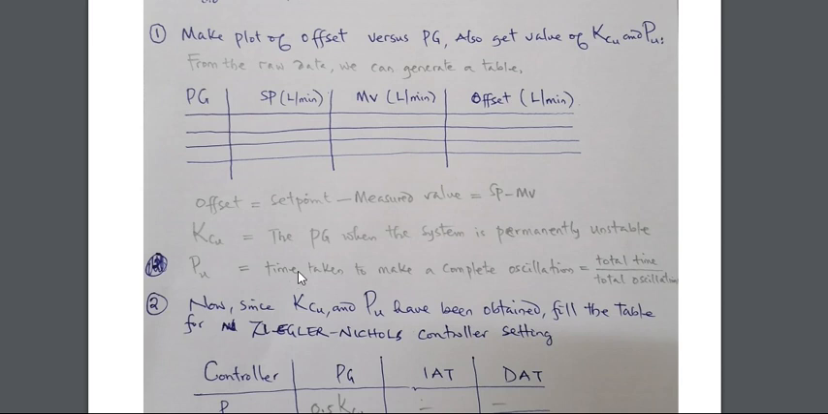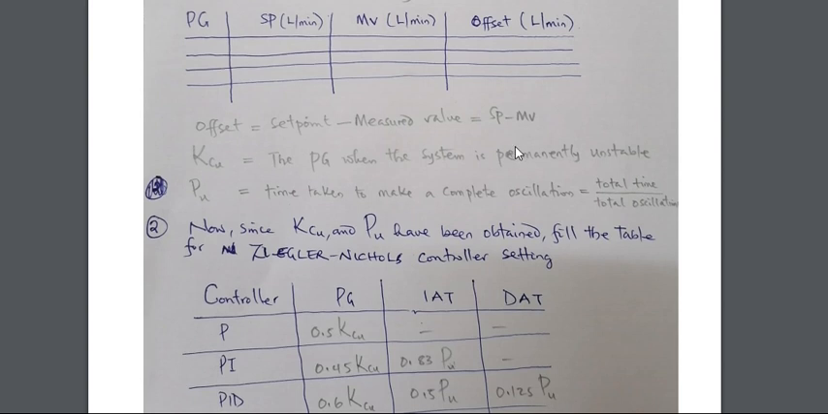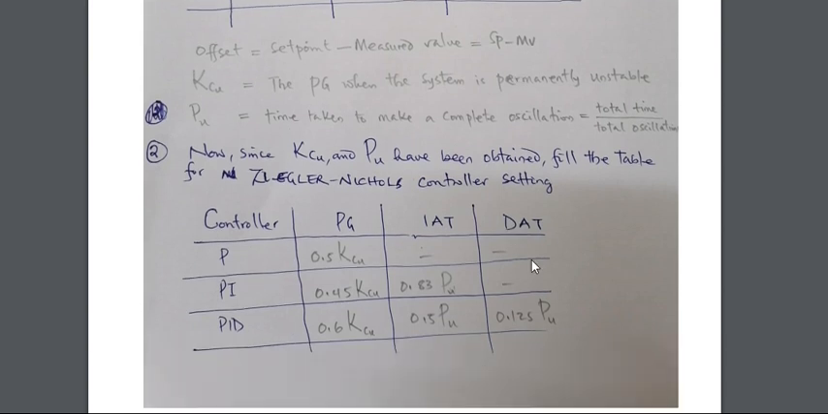Third, we try to determine the period, which is the time taken per oscillation, which we have done, which will be around 5 divided by 6.5. So after doing that, we have this table. We simply fill this table, which is the Ziegler-Nichols controller setting.